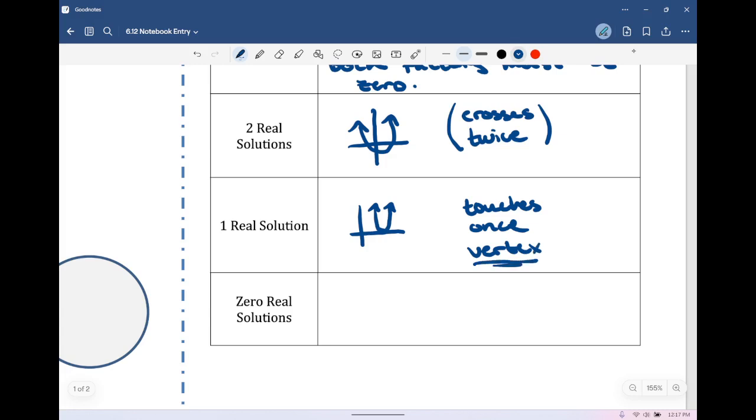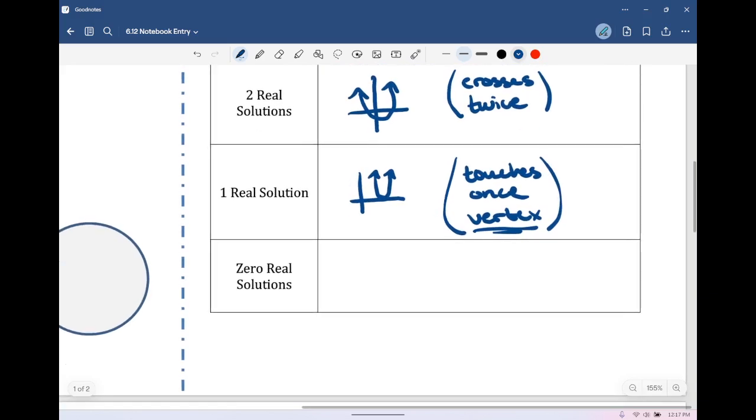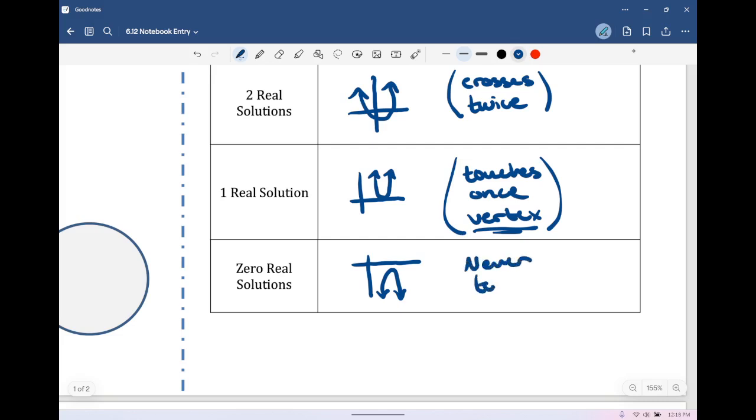This is important. And then last, no real solutions. A few different ways this can look. I'll go like this. You're either starting above and going up or starting below and going down. Either one. Quentin, question? All right. And so this never touches the x-axis.